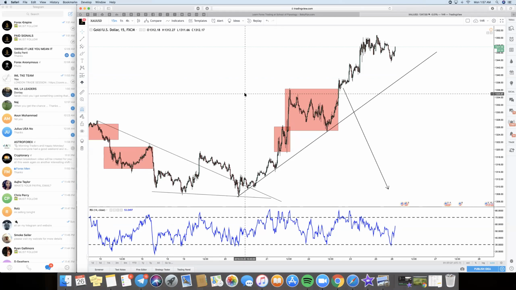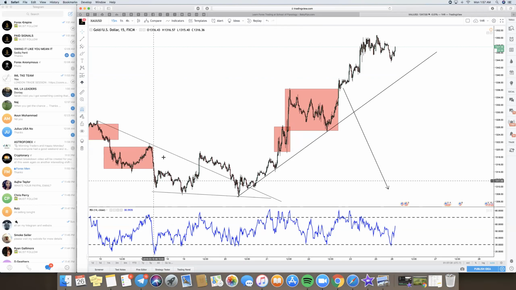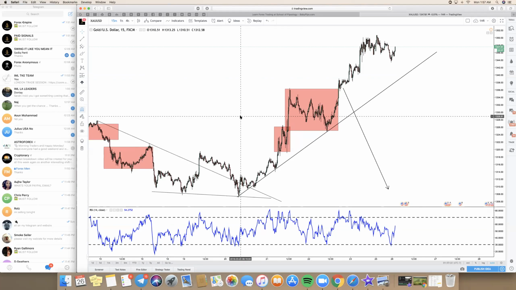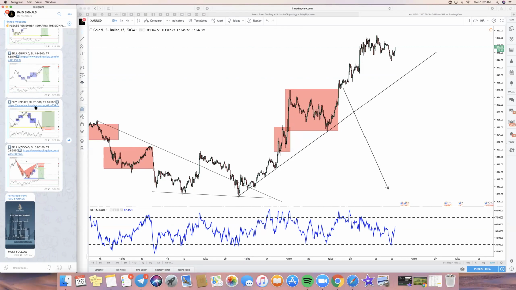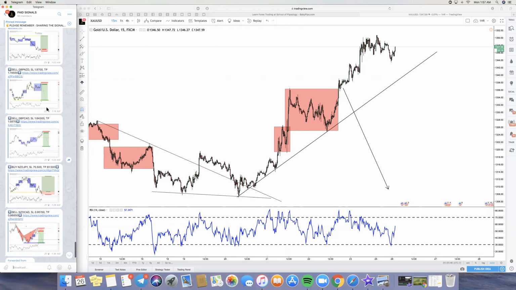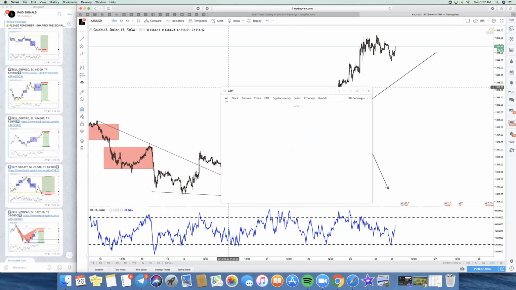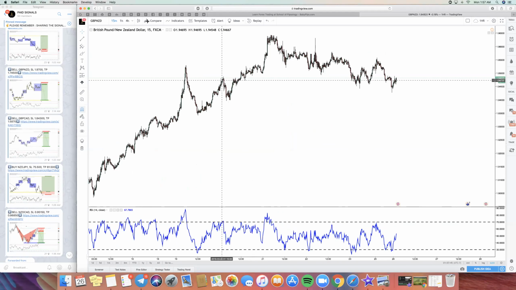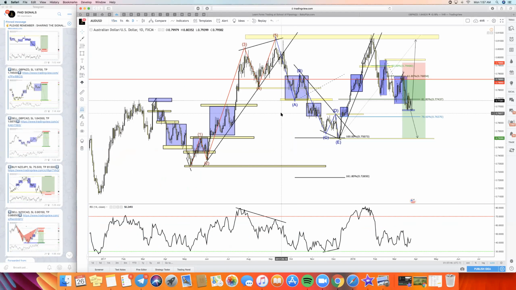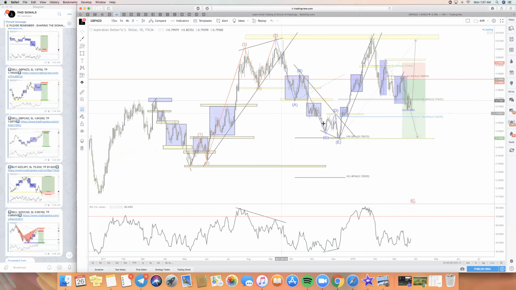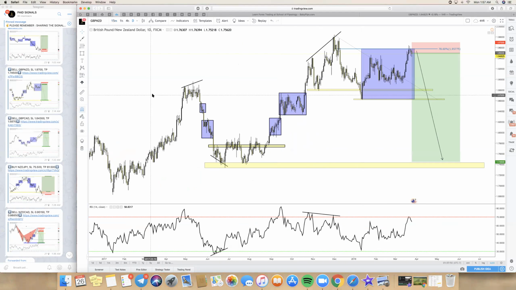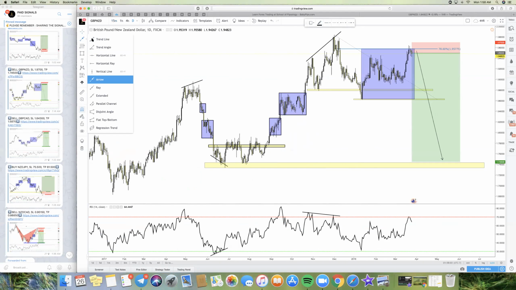All right, now do the 2XA have to touch the upper trend line or vice versa for the lower trend line? Good question. Let me find you a good example and show you. Okay, GBP NZD. Just the upper line. Okay, right here.